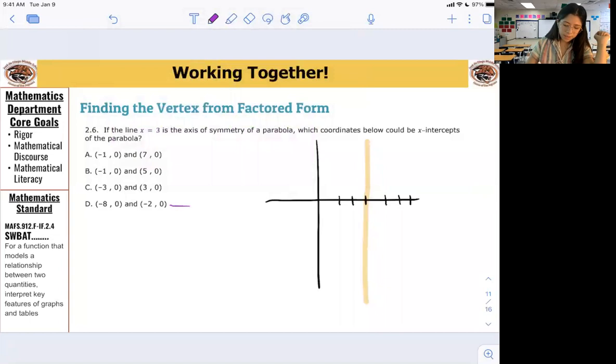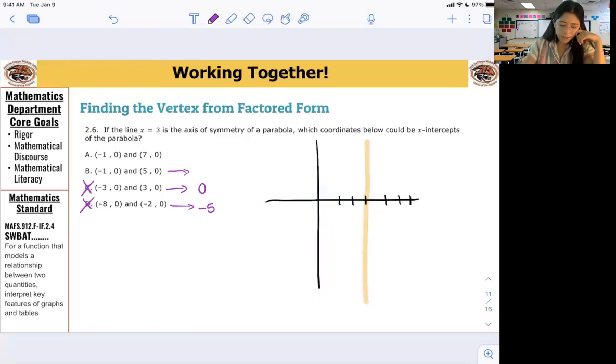What's right smack in the middle between -8 and -2? -5. So it's not D. What's right smack in between -3 and +3? 0. It's not C. What's right smack in between -1 and +5? 2? Oh, yeah, I think I messed up on this. I believe it's 2, yeah.